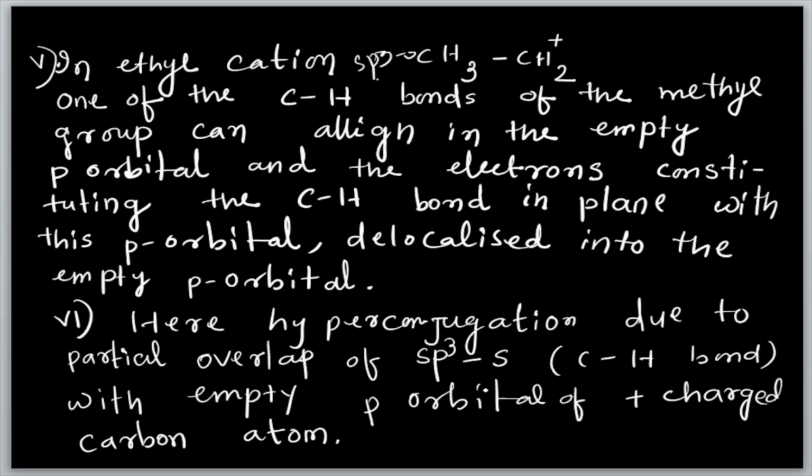In CH2, the carbon having positive charge and an empty p orbital is partially overlapping with the sp3 orbital of the C-H bond. Similarly, only one position is occupied. There are 3 alpha hydrogens, 3 C-H bonds, 3 sp3-s partial overlaps. And what happened here? This one has partial overlapping with the empty p orbital of the positively charged carbon in the ethyl group, that CH2.